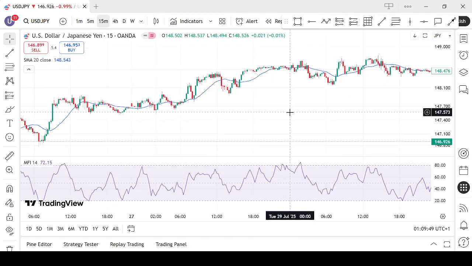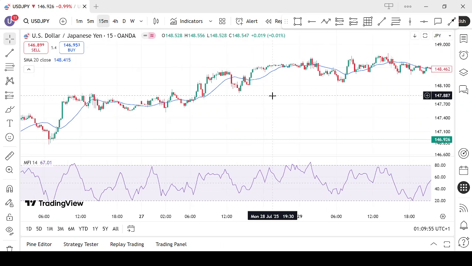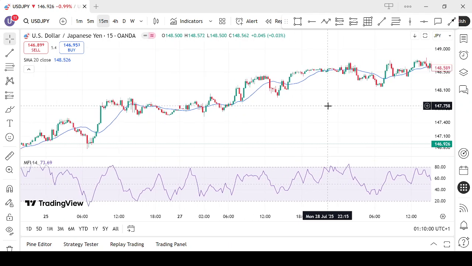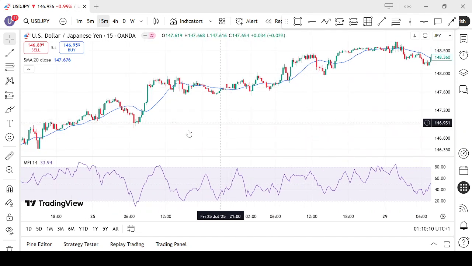The second step will be to identify your trading opportunities. In day trading, speed and precision is key. You have to use the MFI, your money flow index, to quickly identify overbought and oversold conditions. An MFI value above 80 indicates an overbought condition.